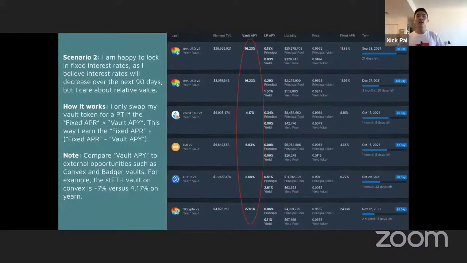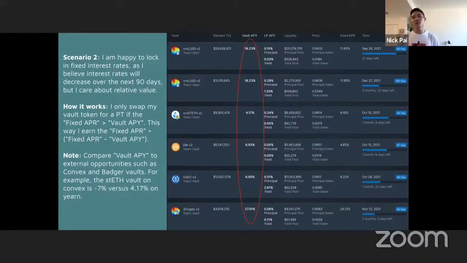Scenario 2, say I'm still happy to lock in fixed rates, but I want to make a relative valuation play. Say if the Yearn vault is yielding lower than the fixed income I can lock in today, then I'm happy to take on the fixed income. But if the vault APY or the prevailing opportunity cost of the vault tokens is actually higher than the fixed income I can lock in today, I'm not going to make that trade.